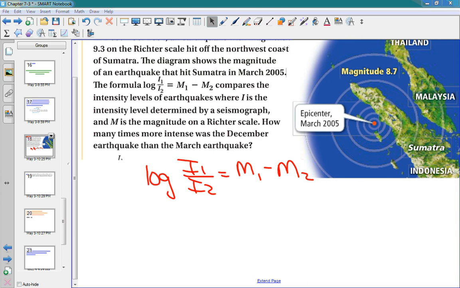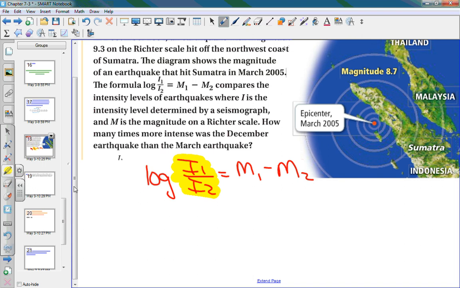Whenever I say ratio, what does that mean? A ratio is a fraction. So what you're trying to do is solve this for I1 over I2, because I1 divided by I2 tells you how many times stronger a hurricane, earthquake, tornado, anything is. Does that make sense?